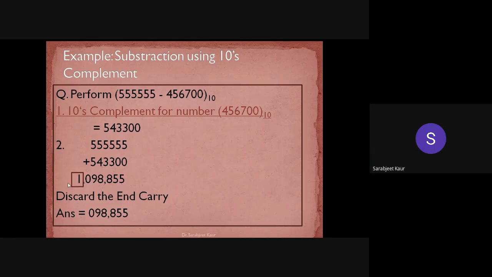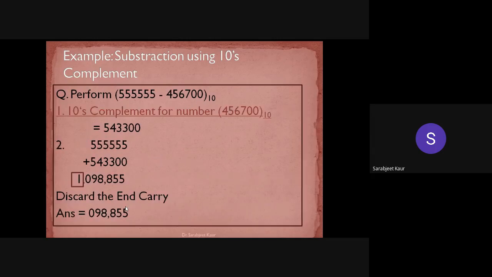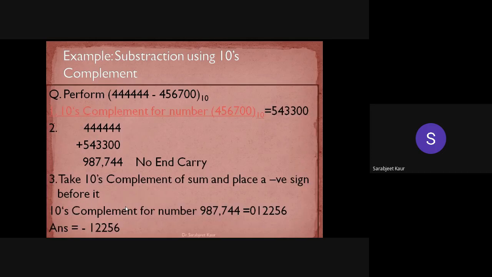What do we get? We get this number, and we see that there is an end carry, right? We discard the end carry, and the remaining number is the result. You can also perform this subtraction on a calculator to verify that your result is right. Not in the theory paper, obviously, but today you can verify, right?